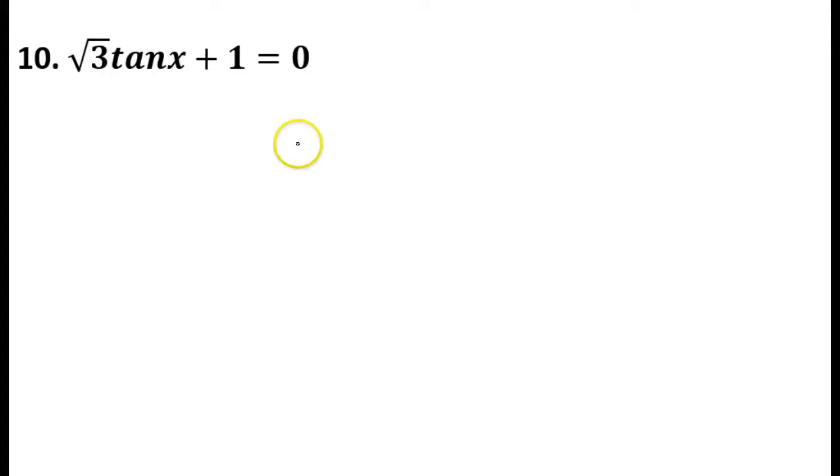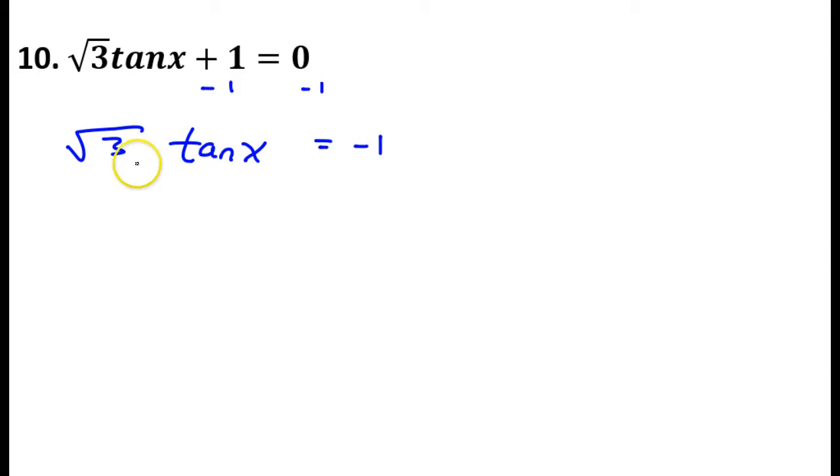Alright, in this video we're going to solve a few trig equations like this one. So this looks pretty straightforward. Let's just get tangent x by itself. So we will subtract 1 from both sides. That gives us the cube root tangent x is equal to -1.